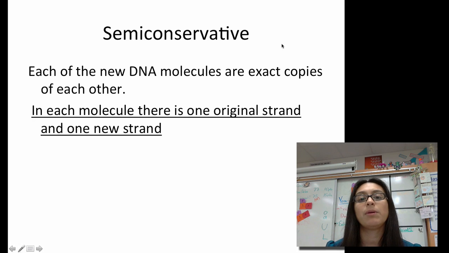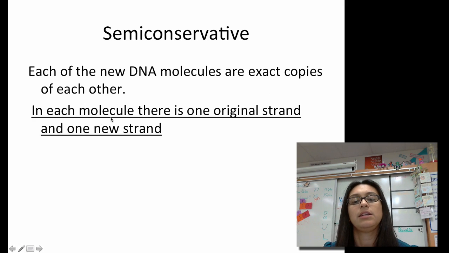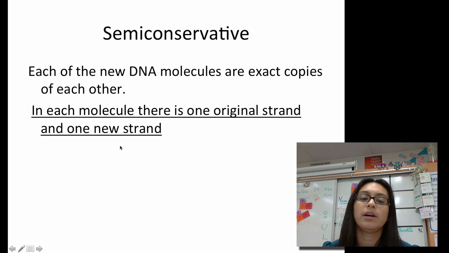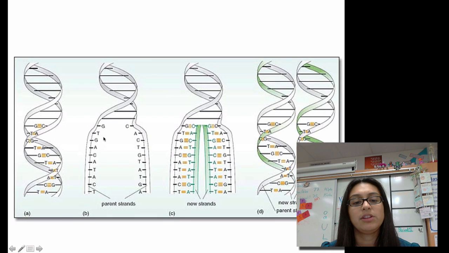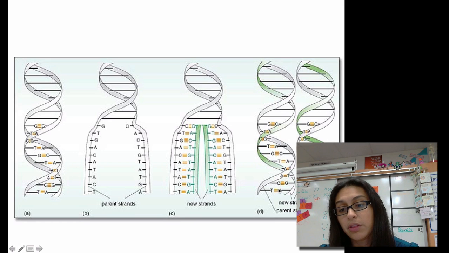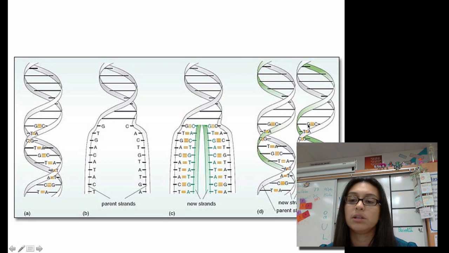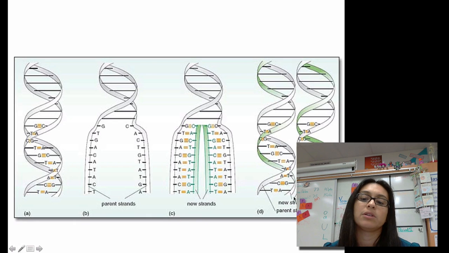Now this type of DNA replication has been called semi-conservative because, and this is the key here, in each molecule there's 1 original strand and 1 new strand in the new molecules. So if we go back here, you can see these are the original strands from the original DNA molecule, and here's new strands being added to them. And when you look at the final 2 DNA molecules at the end here, there's 1 original strand that's in white and 1 new strand that's in green in both of these. So that's why we call it semi-conservative.